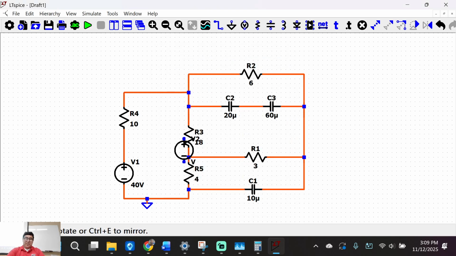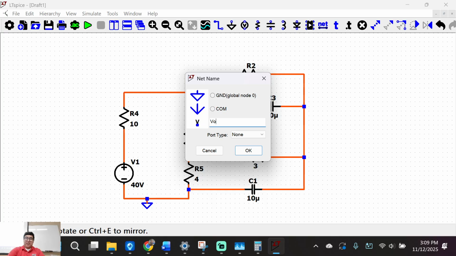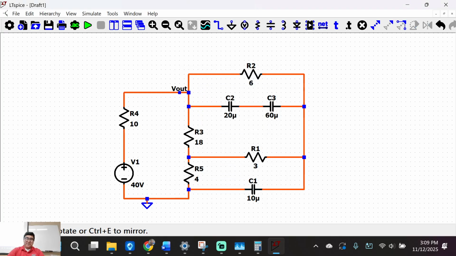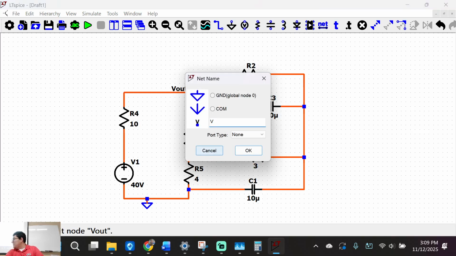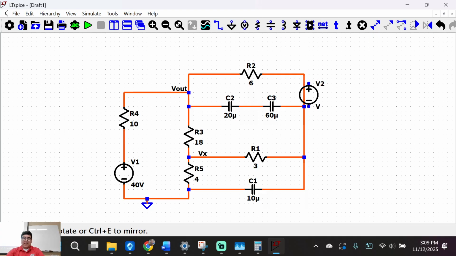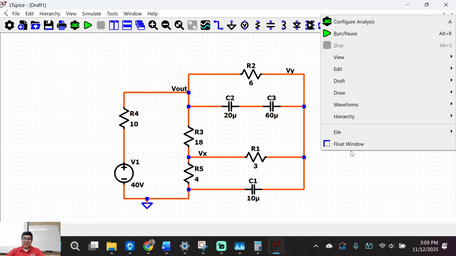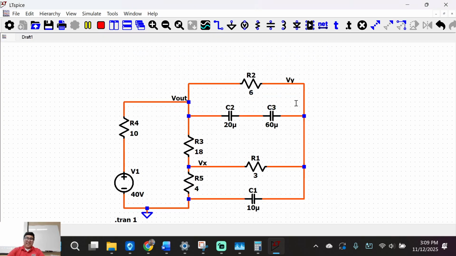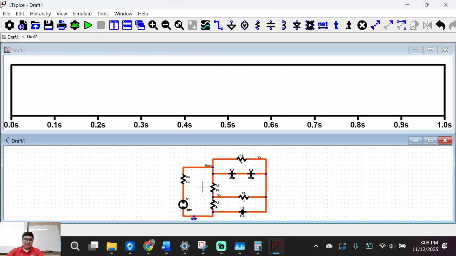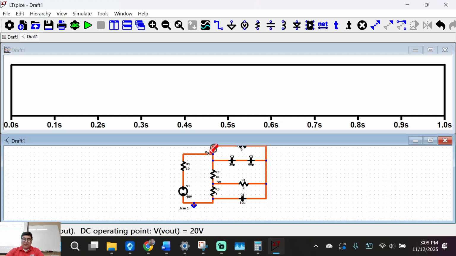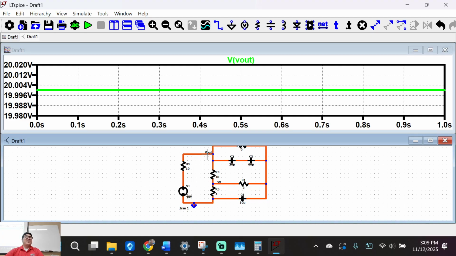All right, we want to know what, I'm going to call this one V out. This right here is going to be called VX, whatever. And this right here is VY. Everything's marked. Let's run it. One second. Let's see what happened. Do we get 20 volts? Oh yeah, we got 20 volts, right?